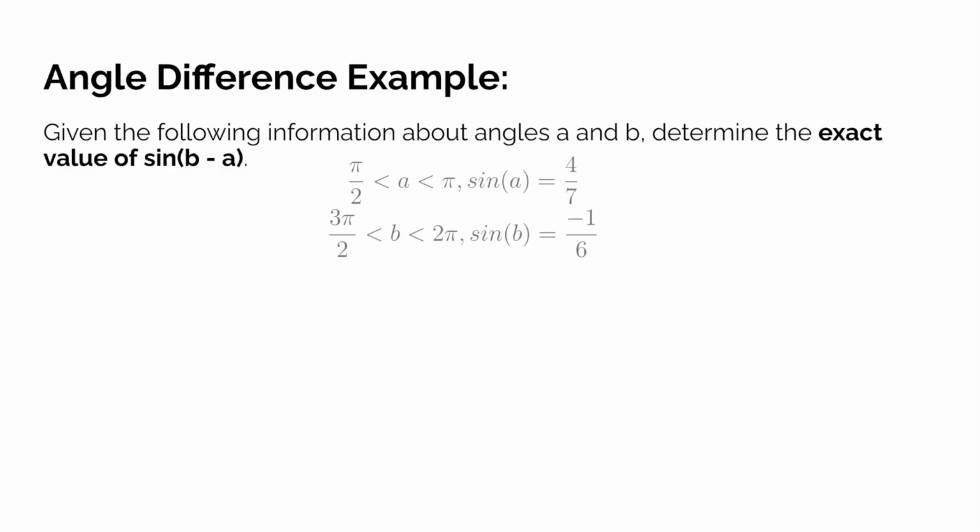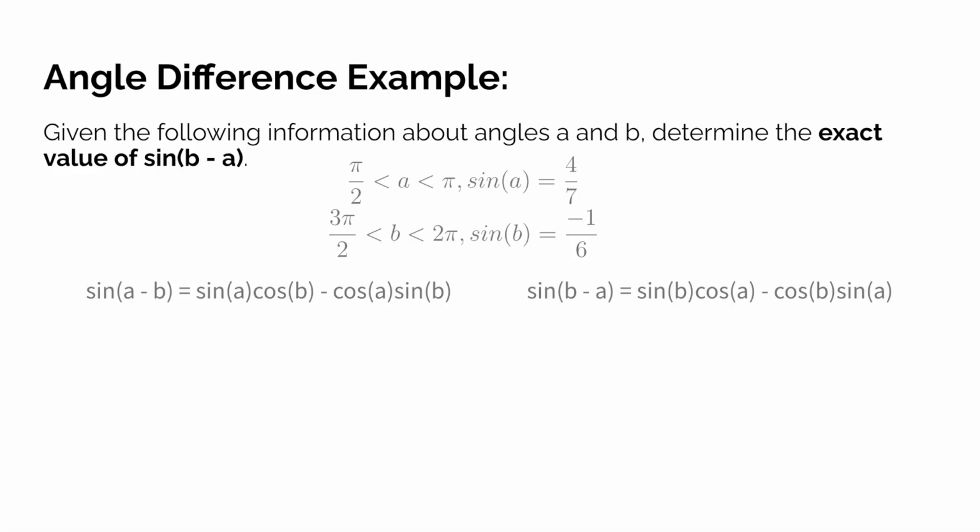Next, we will do an angle difference example. Given the following information about angles A and B, determine the exact value of sine of B minus A. Here's the information that we are given. This problem asks us for a difference of angles, so we are going to use our difference of angles equation, which is sine of A minus B equals sine of A times cosine of B minus cosine of A times sine of B.